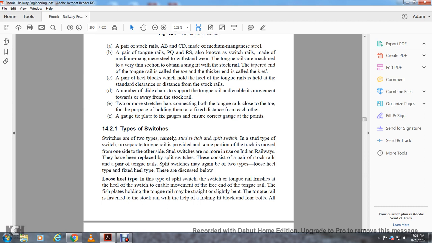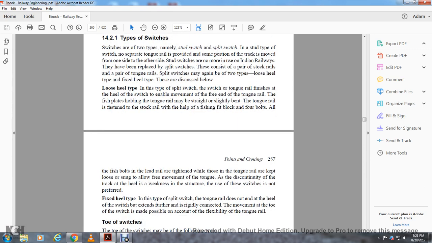The fish plates holding the tongue rail may be straight or slightly bent. The tongue rail is fish fastened to the stock rail with the help of a fishing fit block and four bolts. All fish bolts on the lead rail are tightened, while those of the tongue rail are kept loose and snug. This allows the free movement of the tongue and causes discontinuity of the track at the heel. Weakness of the structure. Use of this switch is not preferred.